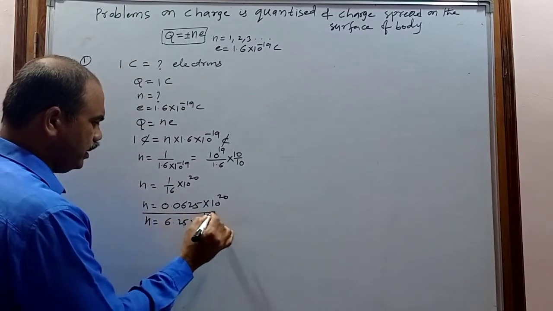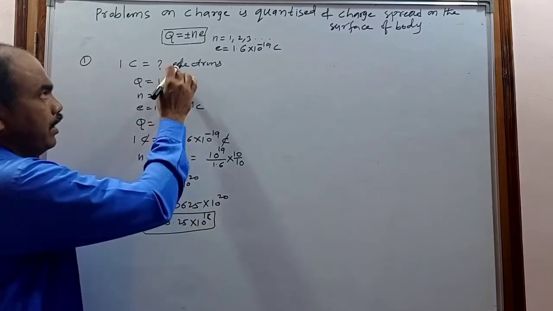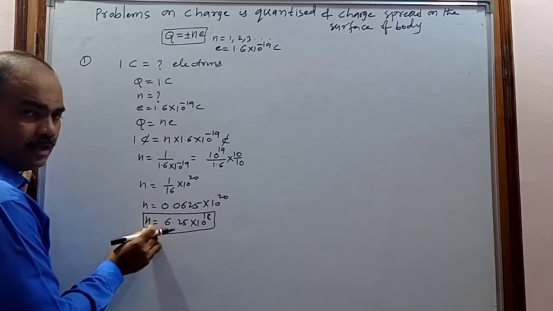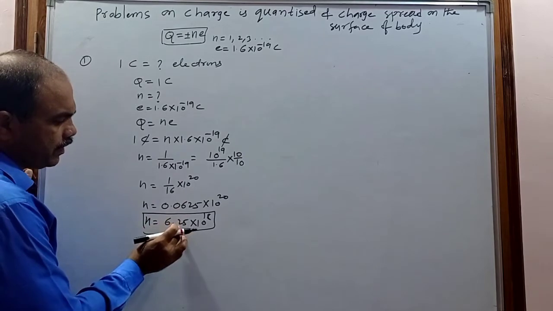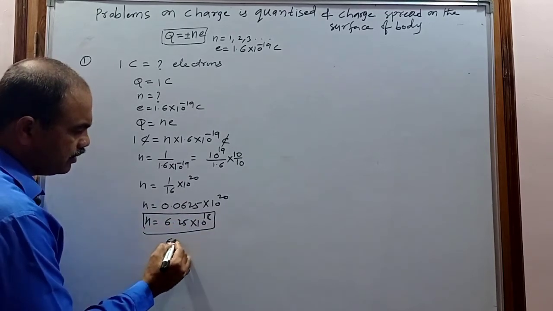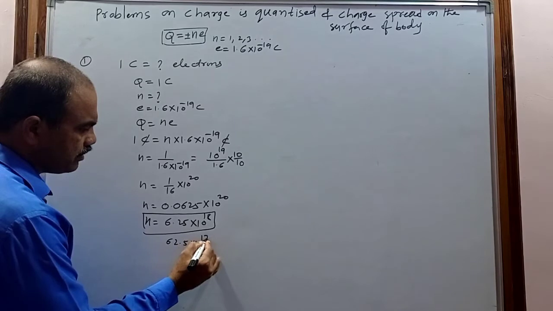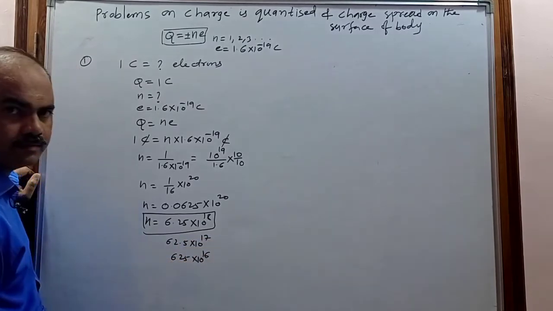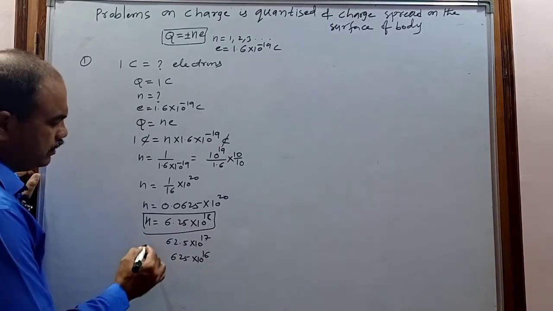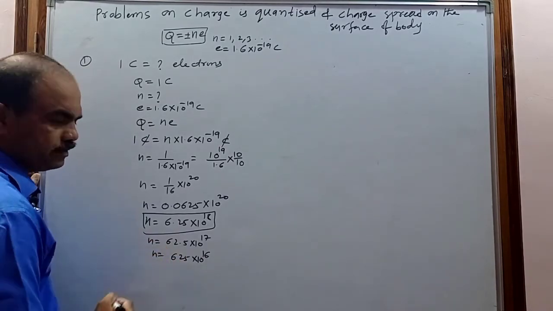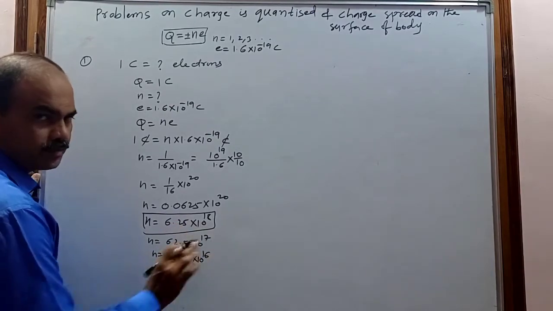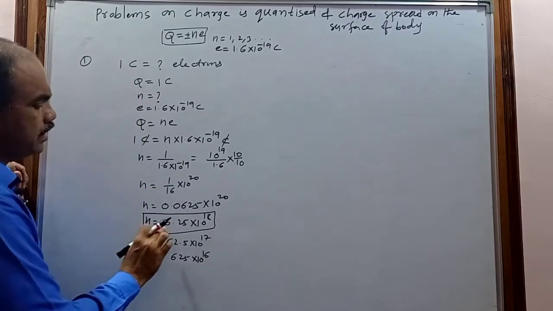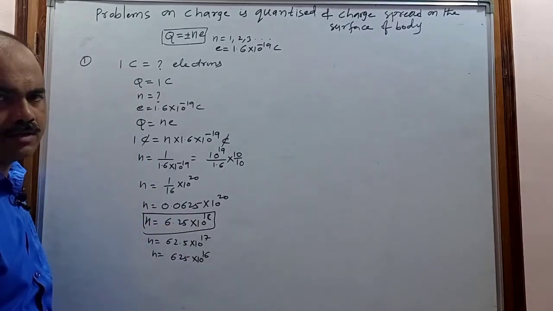If the body has this number of electrons, then only it will create the 1 coulomb charge. The number of electrons is 6.25 into 10 power 18, or 62.5 into 10 power 17, or 625 into 10 power 16 electrons. So this can be written in these forms also. How many electrons are required to constitute the 1 coulomb charge? 6.25 into 10 power 18 electrons are required.